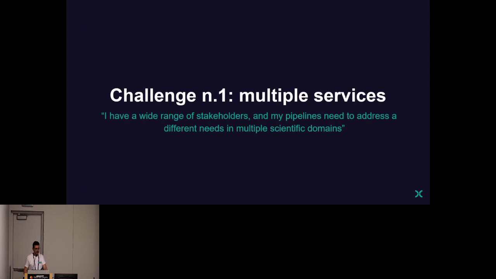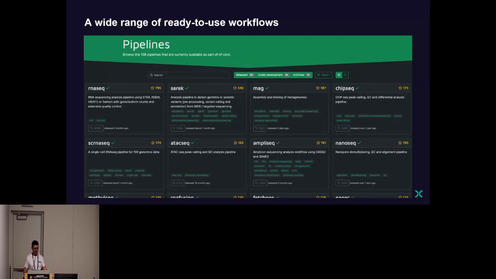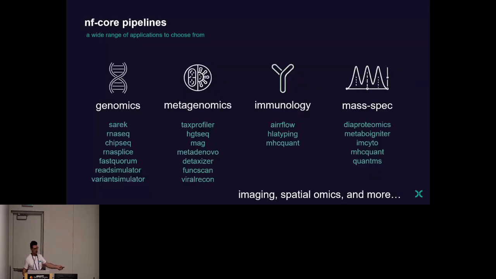Now, first challenge. As a bioinformatics core, you serve a wide range of users with a wide range of applications. You need to run analysis for someone who's doing cancer, human genetics, but you also have to run analysis for people who do mass spectrometry, or people who do metagenomics. From what I described, it's quite easy to do all of these things with pipelines that are ready to be used, which are curated by the NF-Core community. There is a huge list to choose from.